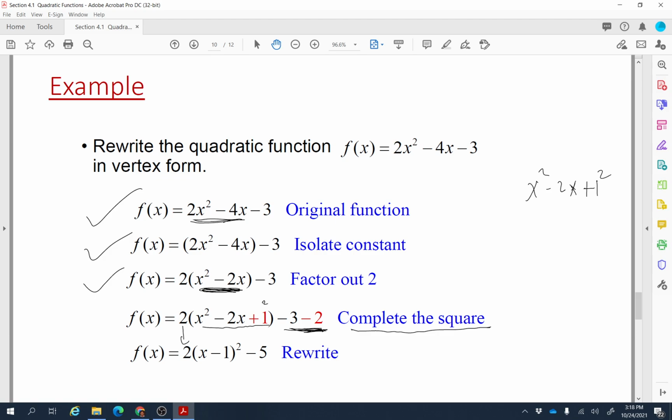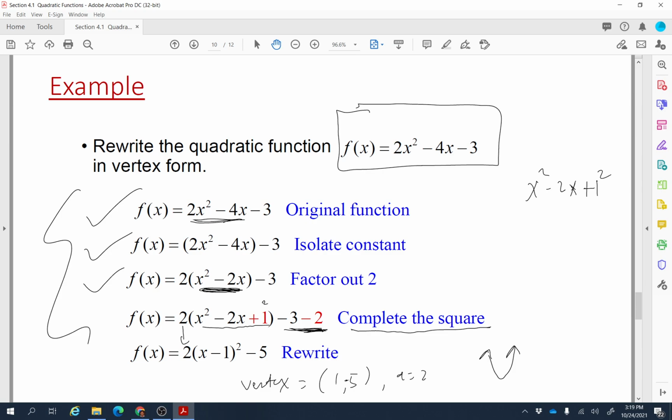By looking at this vertex form, we can find the vertex, which is 1 comma negative 5, and then we can find the x-intercept and y-intercept, and because a is positive 2, the curve is concave up. So we know everything about that quadratic function if we can change this general form into the vertex form. These are the steps you can follow, which is mainly completing the square, to change the quadratic function in general form to the vertex form.